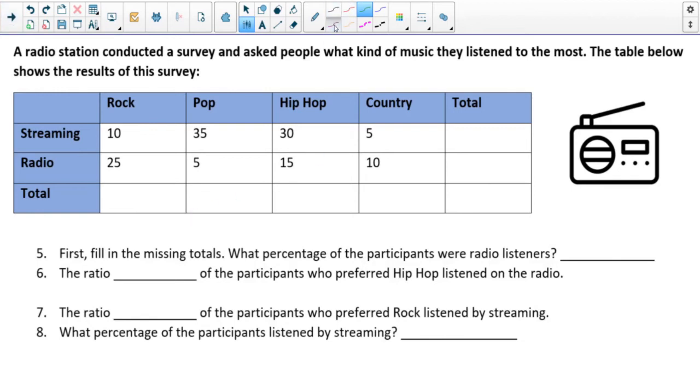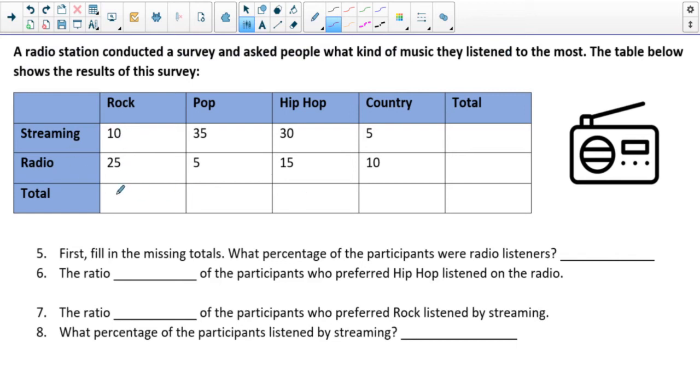On this one, it looks like the total is not going to be 100, so it will be a little trickier to get those percentages. Let's start by filling in all the missing totals. This is a radio station conducting a survey. They asked people what kind of music they listen to the most. Let's go ahead and fill in these totals.